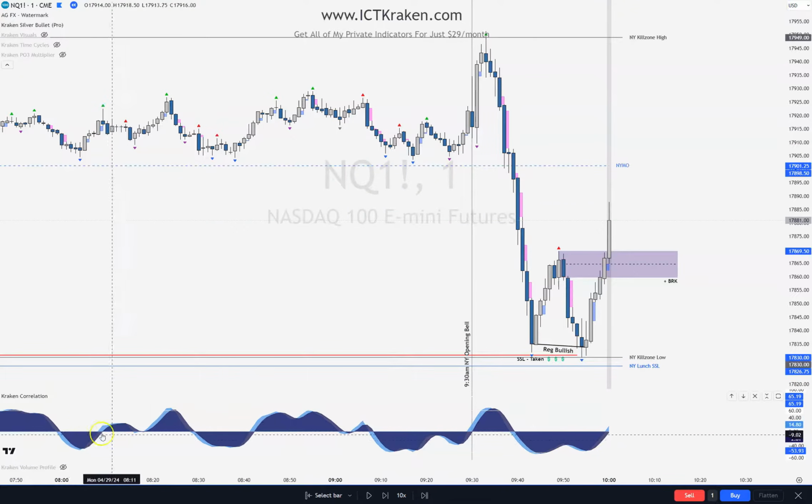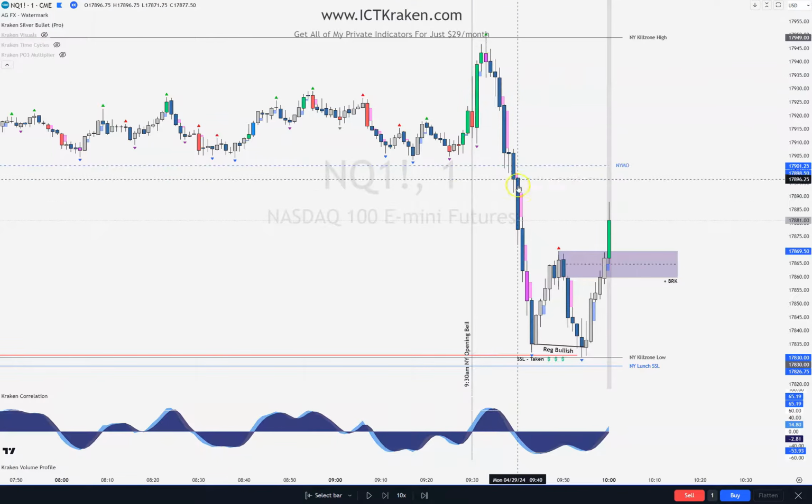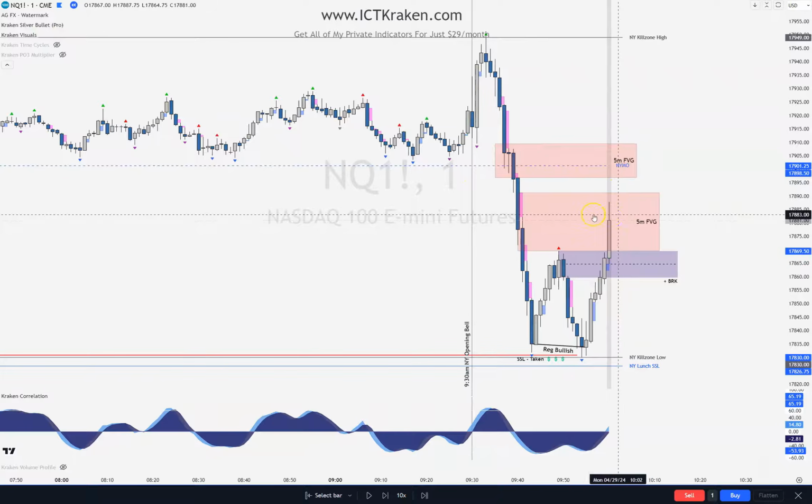So that's Kraken Correlation. Let's look at the volume candles. There's some volume candles going up. This is just a nice normal trickle down. A little bit more volume here, and then going to be more volume punching through the breaker. Okay, let's turn that off. Kraken Visuals. We got 5-minute fair value gaps, which may hold as resistance because they're bearish fair value gaps.